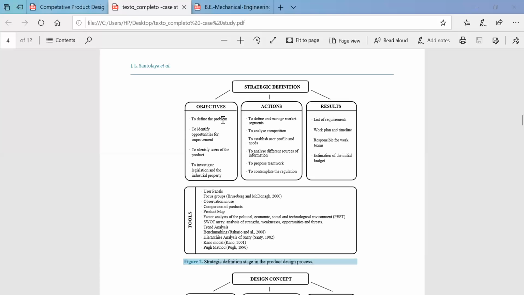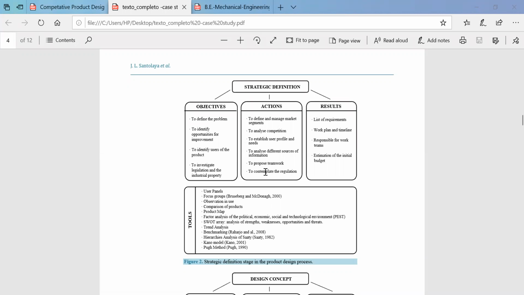You will exactly define the problem, what you have to work out. You will identify the opportunities which are available for improvement. You also identify the users, who are the users for the particular product, and also you will investigate legislation and the industrial property related to that product if you have any. All these things have to be checked out in the objective section. So once the objectives are listed out, you should now establish an action profile.